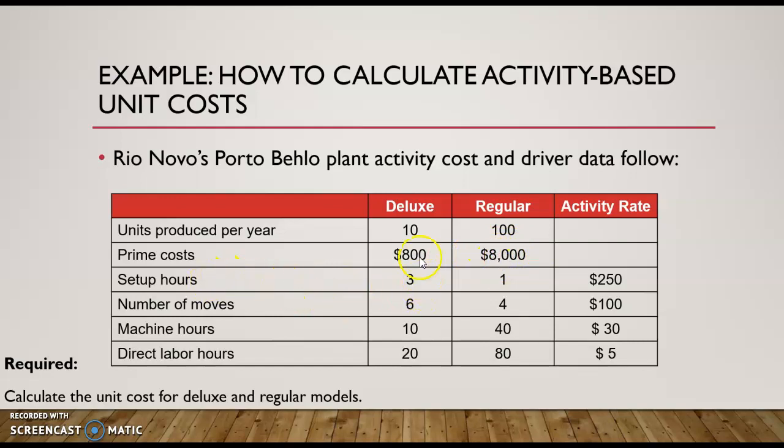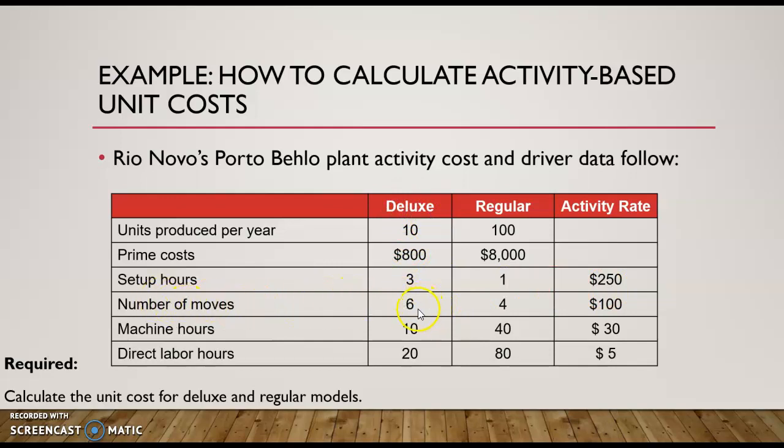The setup hours for a deluxe, we need 3 setup hours. And for regular, we only need 1 setup hour. And remember, the activity rate that we just calculated was $250 per setup hour. So on the regular, we're going to take 1 times 250, and that's $250 is going to be applied toward overhead for regular. Whereas the deluxe takes 3 setup hours, 3 times 250 is 750 that's going to be applied to the deluxe model.